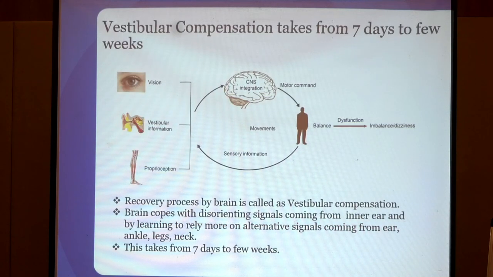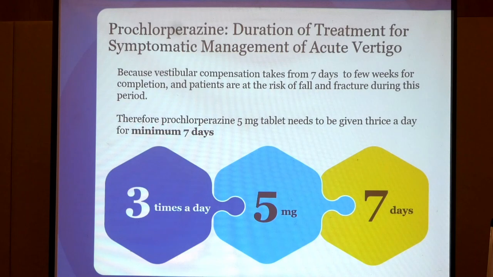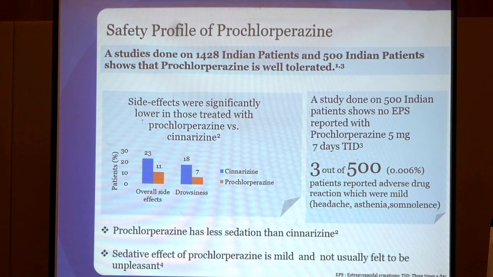Vestibular compensation takes from 7 days to a few weeks. It involves vision, vestibular information and proprioception. So the recovery process by the brain is called vestibular compensation. The brain copes with the disorienting signals coming from the inner ear by learning to rely more on alternate signals coming from the eyes, ankles, legs and neck. This takes from 7 days to a few weeks. So prochlorperazine 3 times a day, 5 milligrams, for 7 days is the dose.